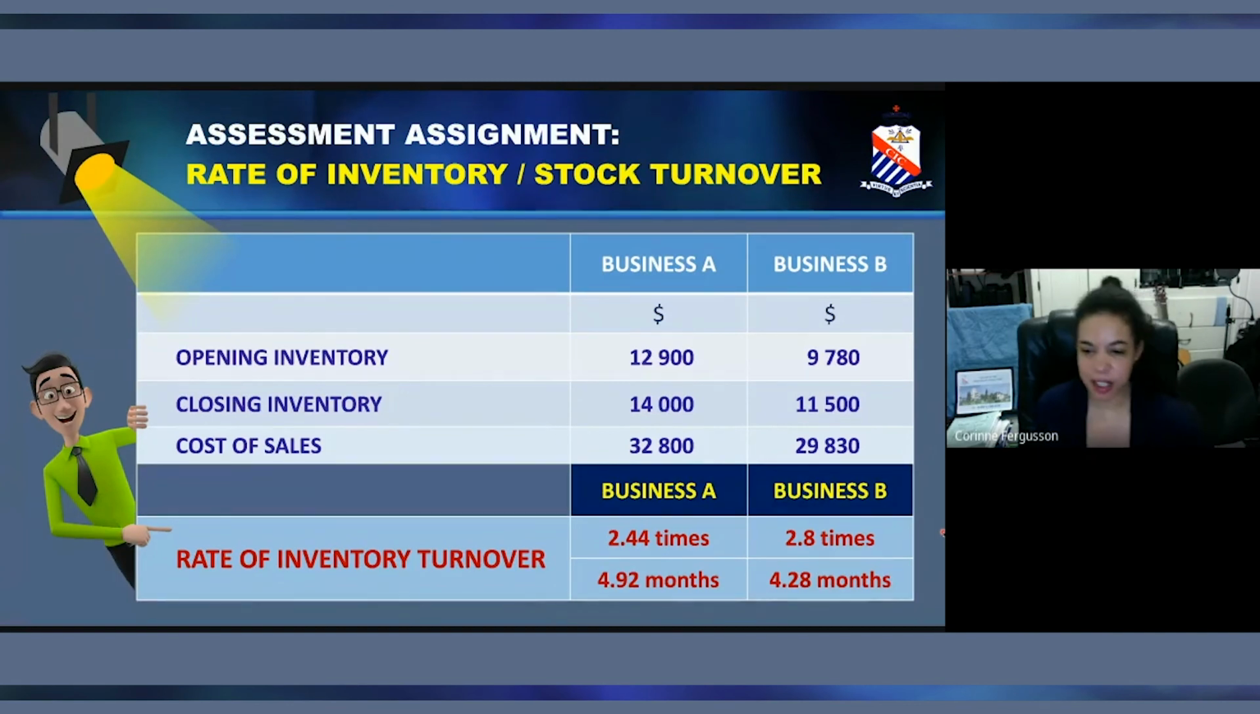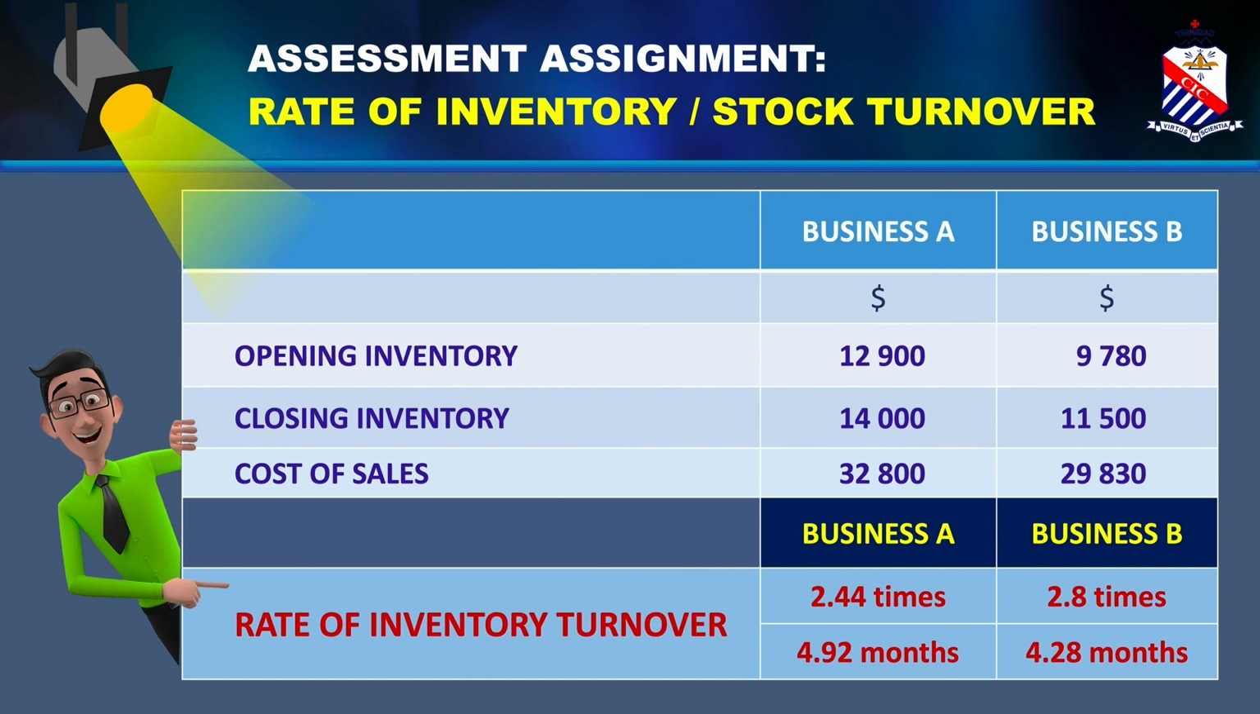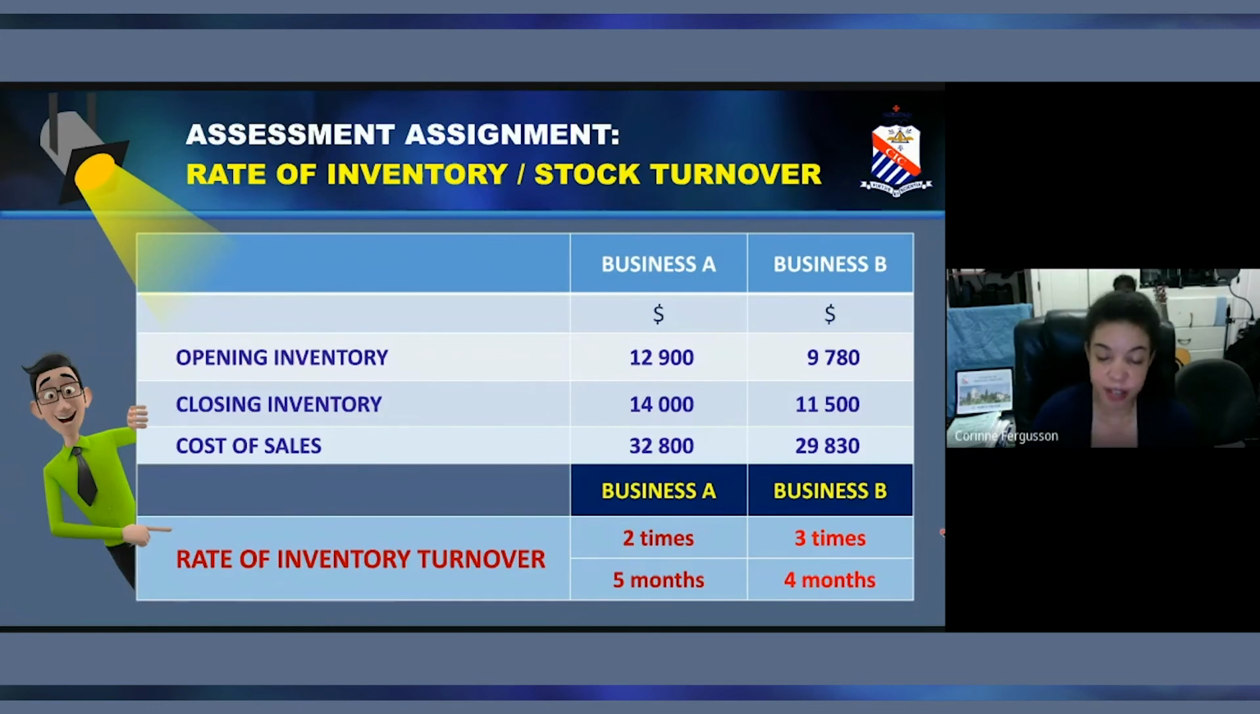Now, because the figures are so close, how do you know which one is doing better in terms of how quickly they're selling their stock? So to make it easier in terms of comparison, since both businesses' figures are so close, I decided to round it off just a little bit more. And you can see it's very clearly there that business B sells more times, which means that they sell their stock faster than business A.